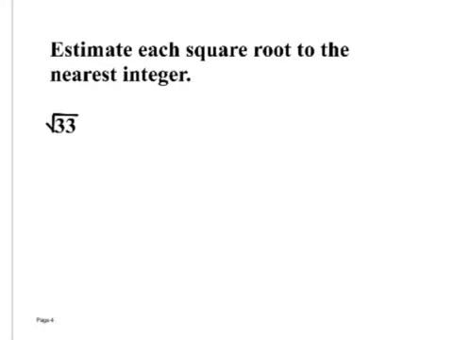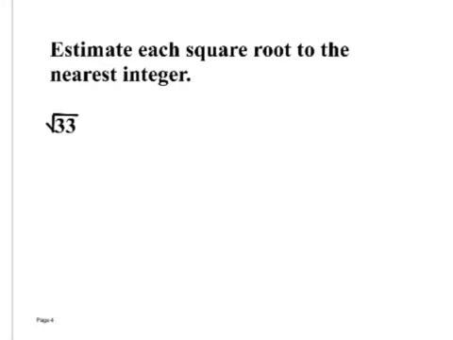This says estimate each square root to the nearest integer. Okay, now is the square root of 33 an integer? Like the square root of 4 is 2, the square root of 9 is 3. Is the square root of 33 an integer? No. Since this says estimate, we don't need decimals, I don't need the exact number. What you do need to do is pick two numbers that are squares that are close to the square root of 33.